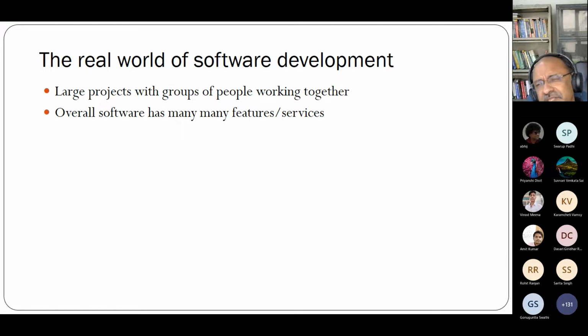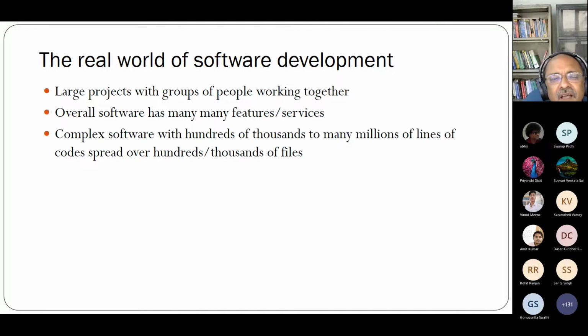And the overall software, just think about everything that you use. You think about Facebook, you think about a Google search, everything will have many, many features, services, whatever you call it. And this will be complex software with hundreds of thousands to many millions of lines of code spread over hundreds and thousands of files. This is not going to be one file with a few hundred lines of code.